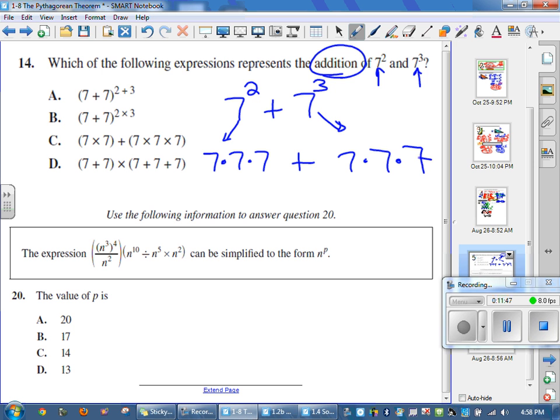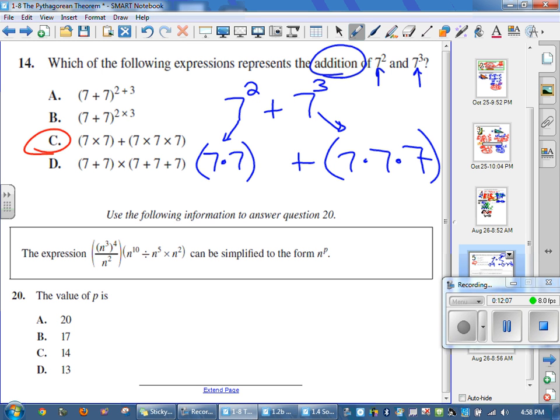Okay, so now I count them all together and I get 5 of them in the end, but I only have 2 here and 2 here. They have to be grouped together. How come? Because there's a plus sign in between, and we need to solve with BEDMAS at this point. So, which one matches? Letter C matches.